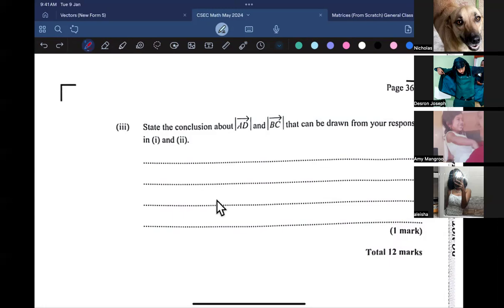But Amy, Desron said something wrong, or he didn't say the full thing. Desron, you said A to D. But truth be told, what does it stand for anytime you have two lines? That stands for what of the vector? Can anybody tell me?